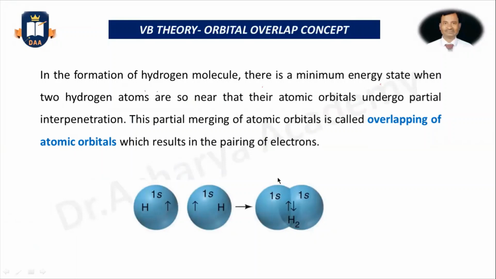During the formation of a hydrogen molecule from two hydrogen atoms, they will take minimum energy to come close to each other, and their orbitals will penetrate each other to form a covalent bond. This merging of atomic orbitals is called overlapping of atomic orbitals, and it results in the pairing of the electrons.